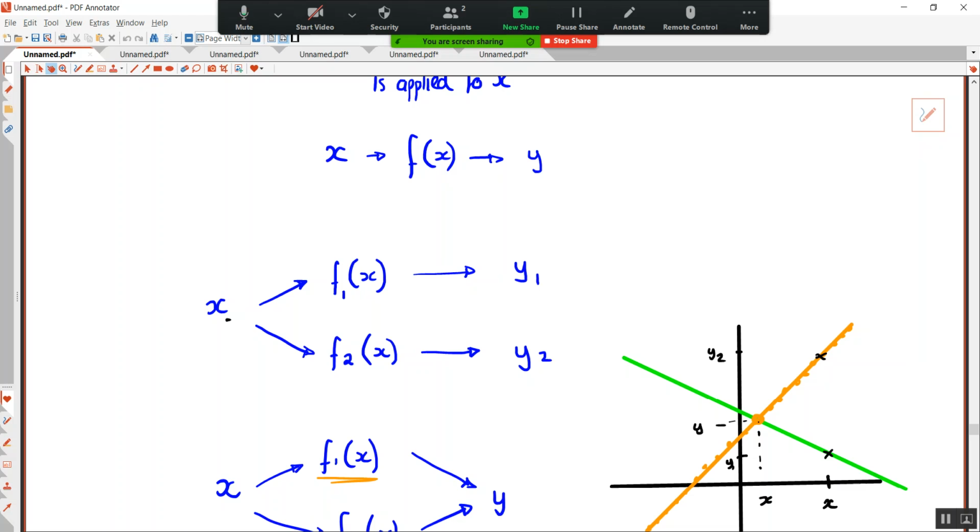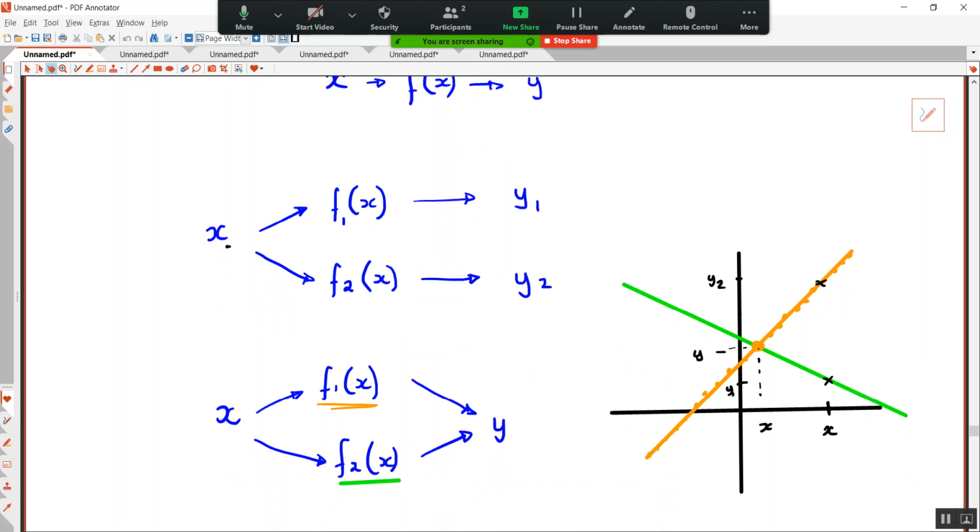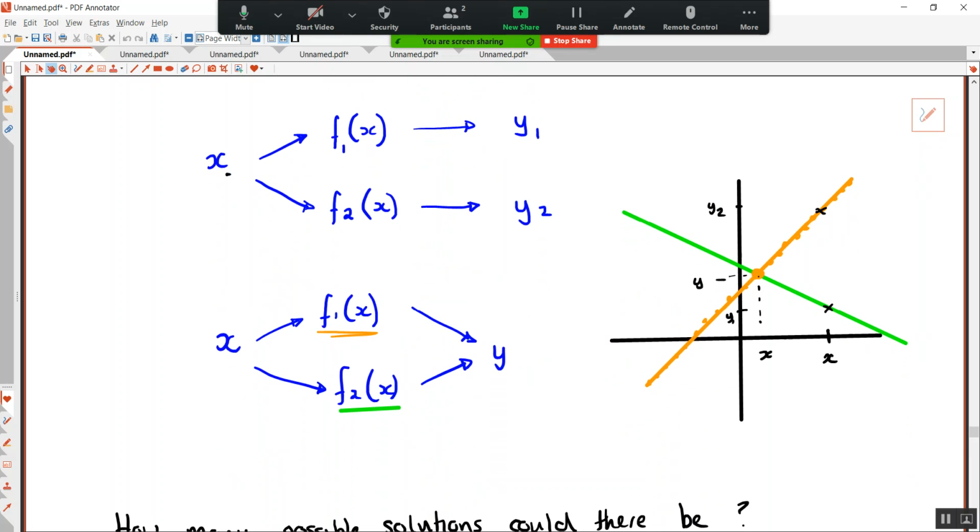That makes sense. Okay. So what we were saying is when we are trying to solve a system of linear equations, what we're actually looking for is the situation where if I put an x into two different functions, there may well be the case where both of them give the same value for y, all right?